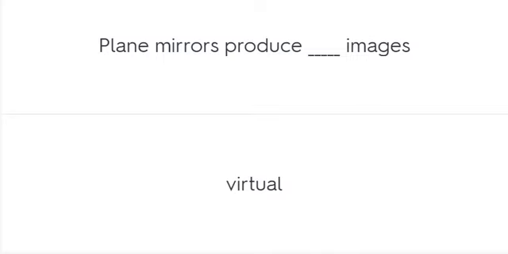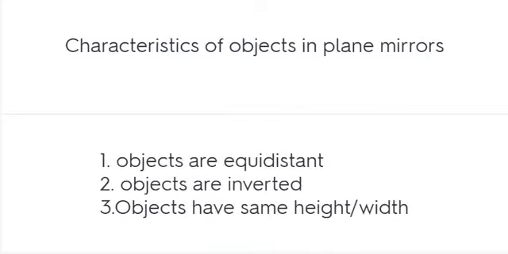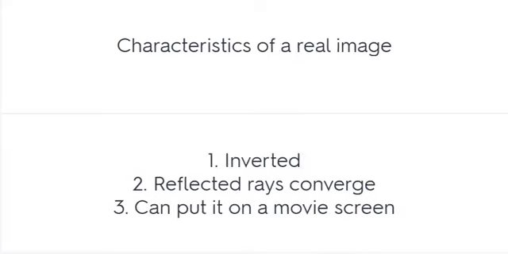Plane mirrors produce virtual images. Characteristics of objects in plane mirrors: 1. objects are equidistant, 2. objects are inverted, 3. objects have the same height and width. Characteristics of a real image: 1. Inverted, 2. Reflected rays converge, 3. Can put it on a movie screen.